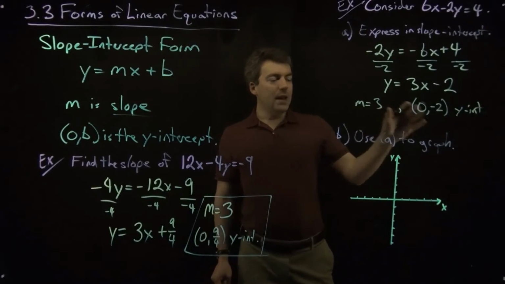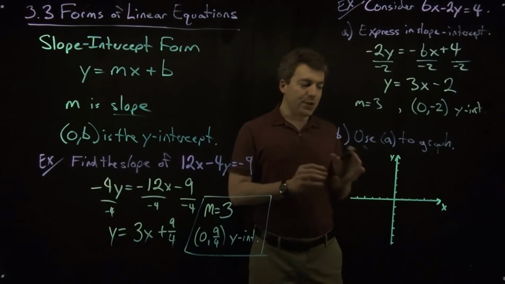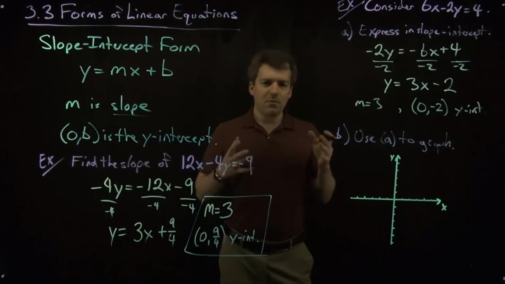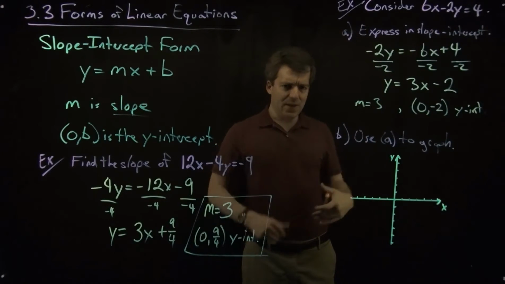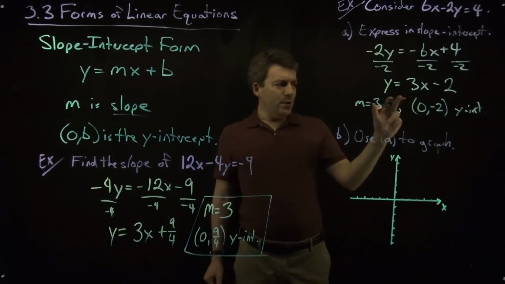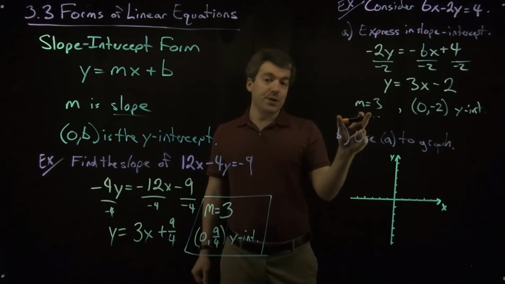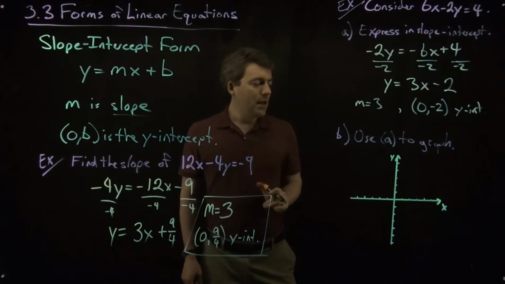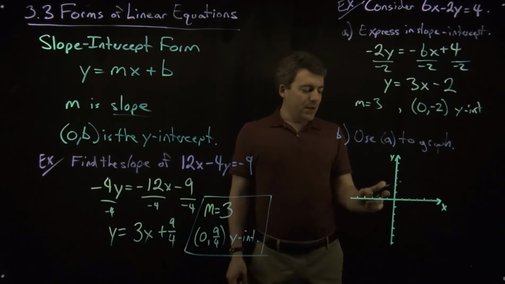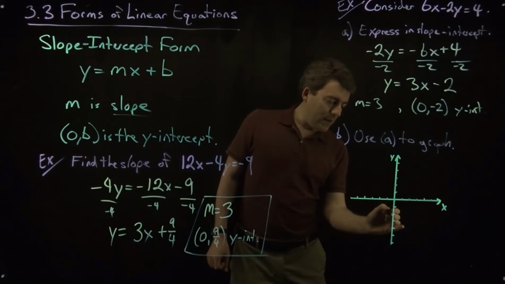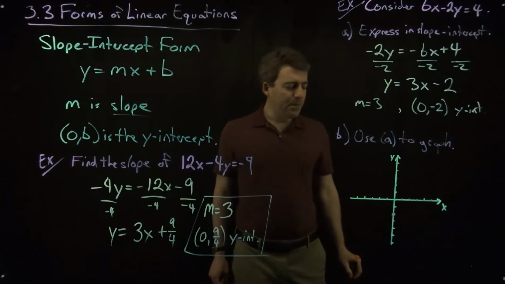Now we can take this information and use it to graph the line without plugging in x values, finding y values, and getting a set of points. We can just use the intercept for the first point and then use the slope to find other points. Here's how we do that. Let's start with the y-intercept, (0, negative 2). Start at 0, down negative 2. So there's the first point.